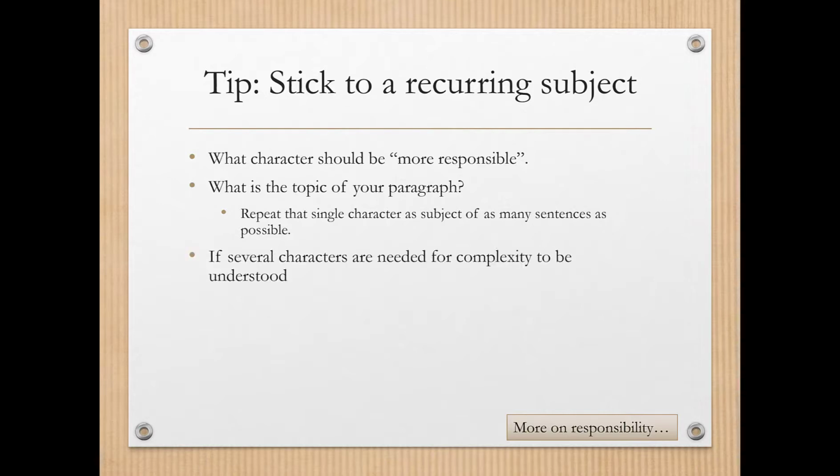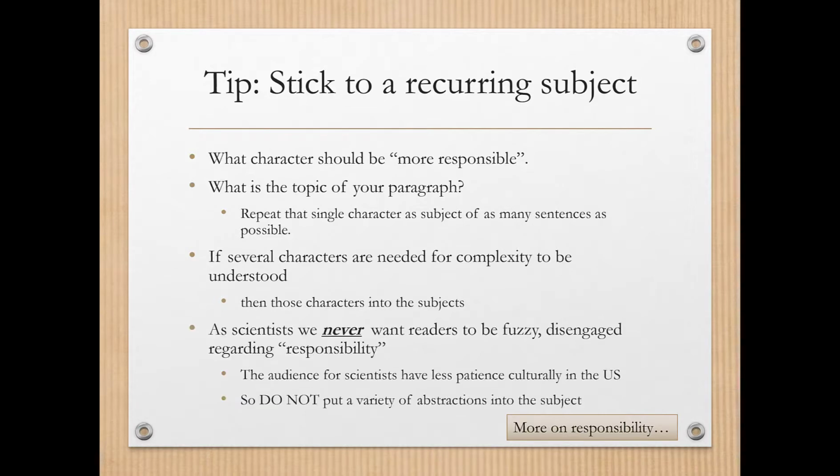There may be times where we want to demonstrate the complexity of a particular scientific idea, and maybe sometimes several characters are needed for this complexity to be understood in a particular section of your writing. You can use multiple characters in those subjects, but as scientists, we have a tough time being understood as it is. We have a tough time with a culture around us that tends not to want to listen to scientists. So we certainly don't want readers to be fuzzy on the details.